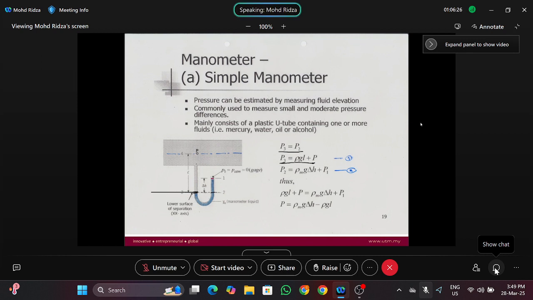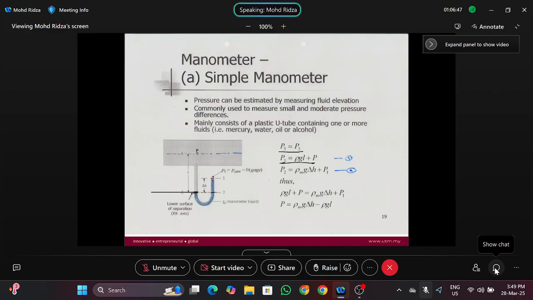Siapa tadi? Intan. Oh, Nur Amira, sorry. Nur Amira aku yang tanya tadi. Nur Amira, okay ke? This first part? Right, okay.